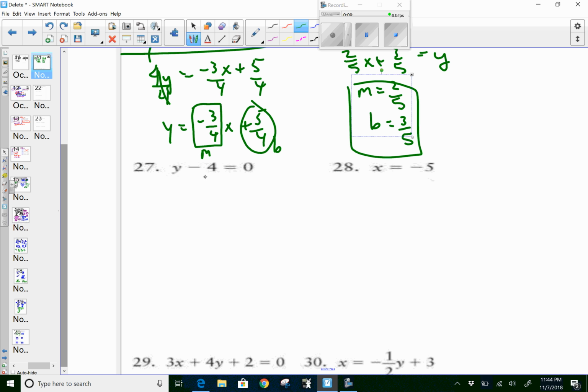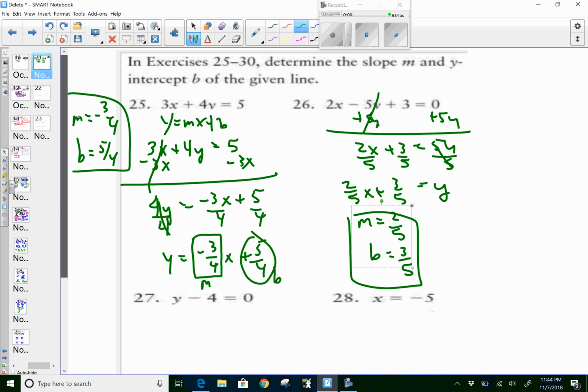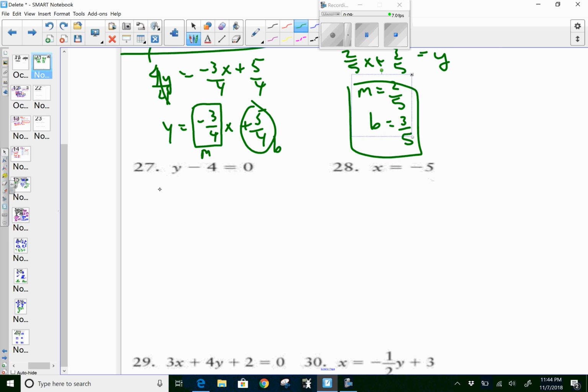All right, so here I need to put this into y equals mx plus b form. So I have y is equal to, I want to add 4 to both sides. y is equal to 4. So if I have to write it in mx plus b form, it's 0x plus, and my b is going to equal 4. So my slope is 0 and my intercept is 4.